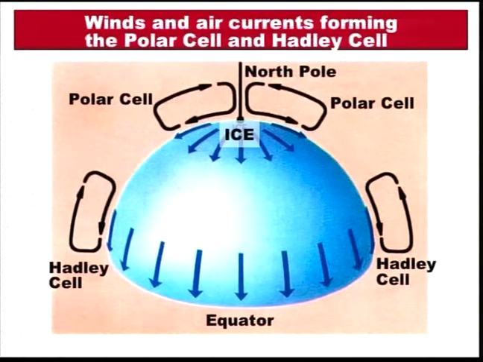The two spirals of cells of revolving air are called the polar cell and the Hadley cell. The latter is named after George Hadley, who first had the idea that these cells existed.